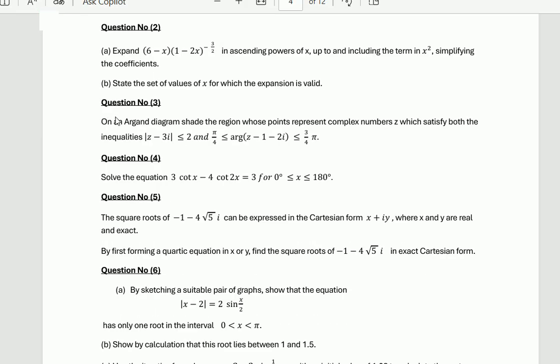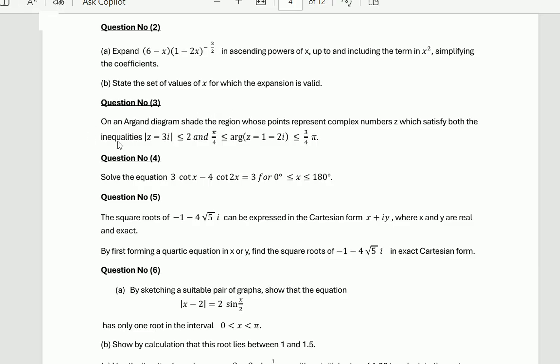Question number 3. On an Argand diagram, shade the region whose points represent complex numbers z which satisfy both the inequalities |z - 3| ≤ 2 and π/4 ≤ arg(z - 1 - 2i) ≤ 3π/4.